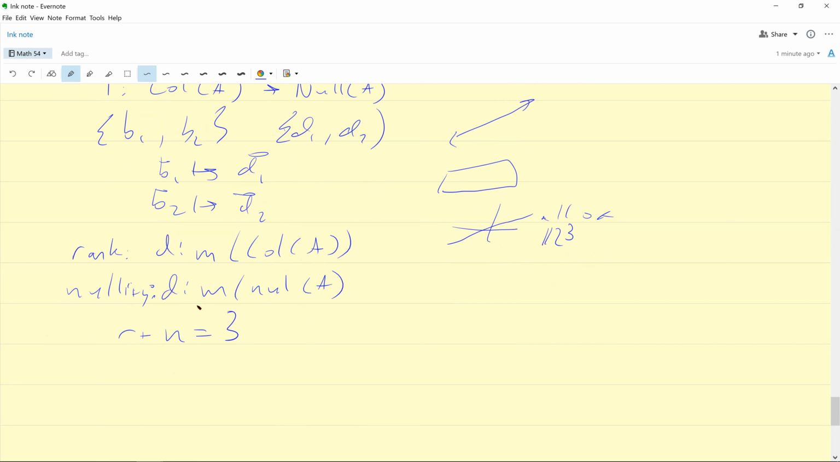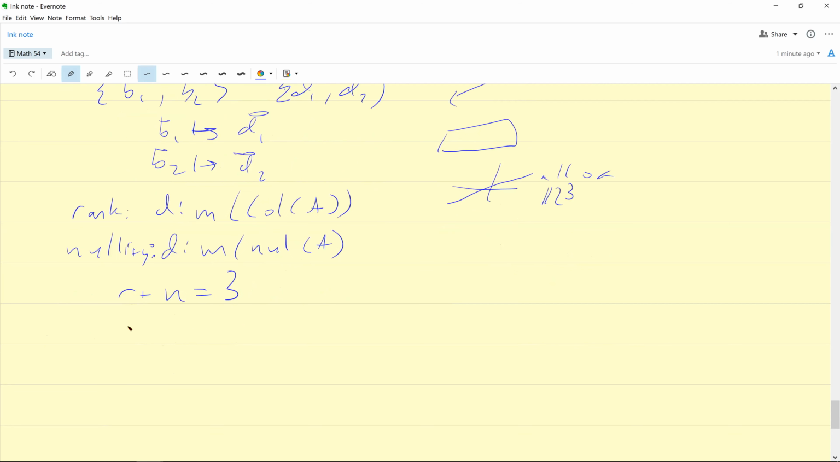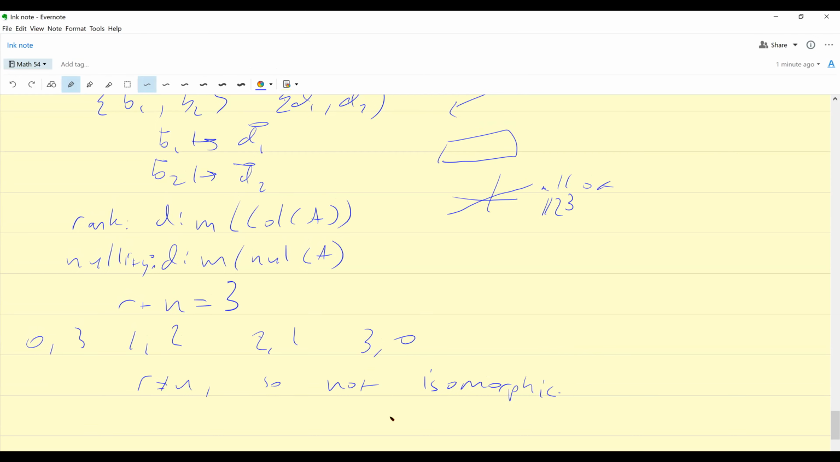No, right, and why is that? Because they can't equal each other. You only have 0 plus 3, 1 plus 2, 2 plus 1, and 3 plus 0, and none of those are equal dimensions. So they cannot be isomorphic. Makes sense. Yeah.